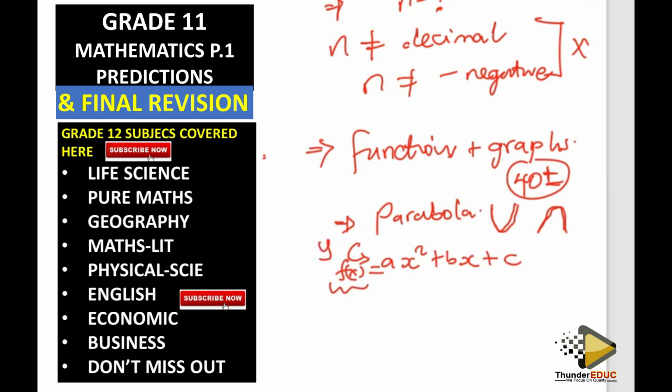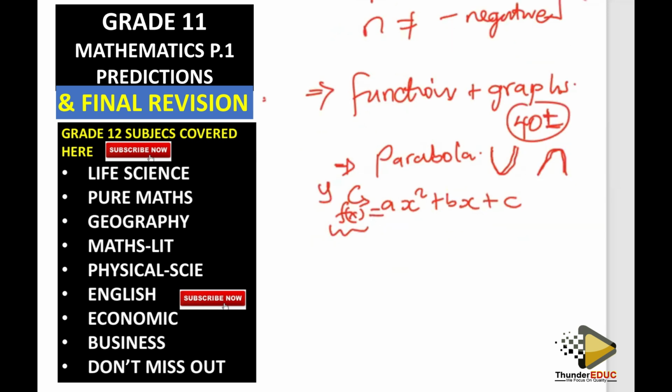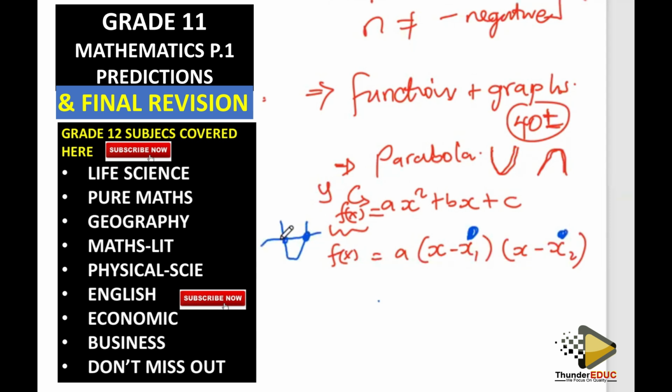Now we also have what we call the intercept format of a parabola. I'll say f of x is equal to a into x minus x1, x minus x2. We know that x1 and x2 represent the x-intercepts. In other words, if a graph is drawn, the points where the graph is cutting the x-axis are the points representing x1 and x2. For you to get the A, you just need one extra point along that graph.